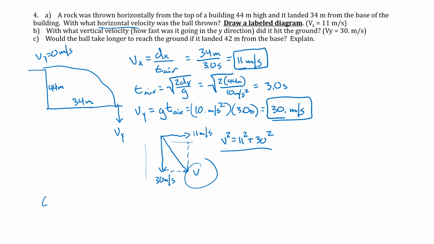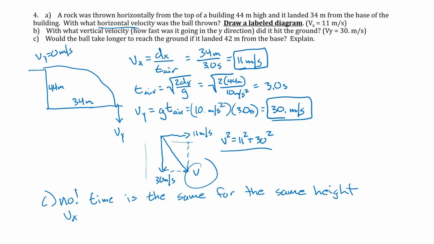In C, would the ball take longer to reach the ground if it landed 42 meters away? No. Time is the same for the same heights. It's only based off dy. Vx does not affect time. So everything from the same height takes the same amount of time to hit the ground. That's the key. It's only based off dy.